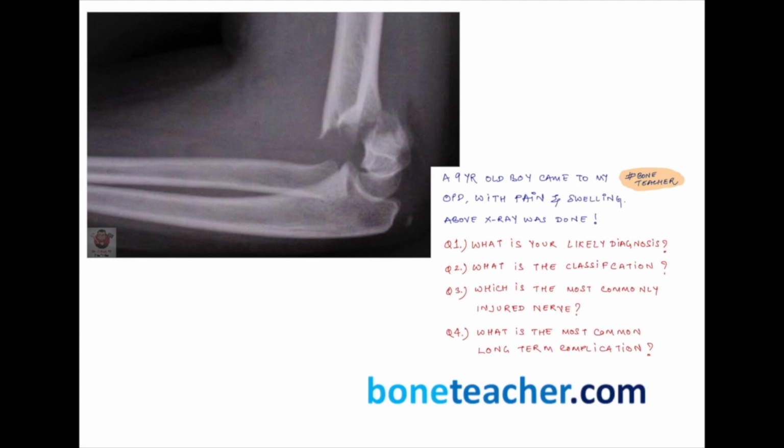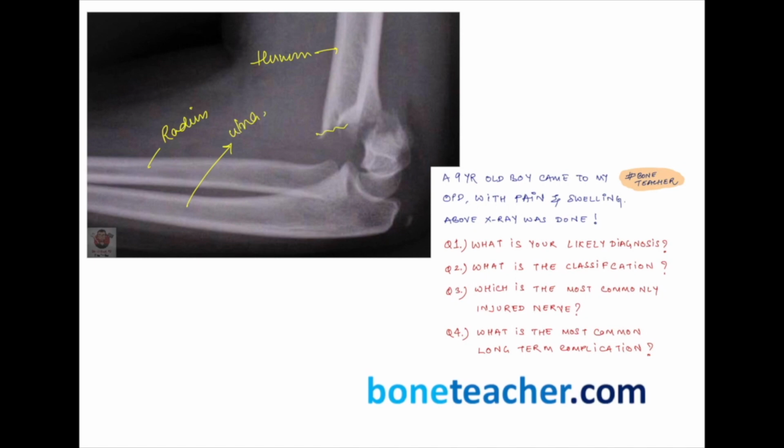So let's discuss this quiz over here. This is an X-ray showing you the elbow. So let me label the bones for you. This is your humerus, and this is your radius, and this is supposed to be your ulna.